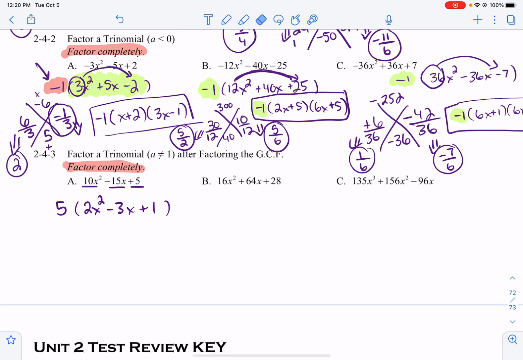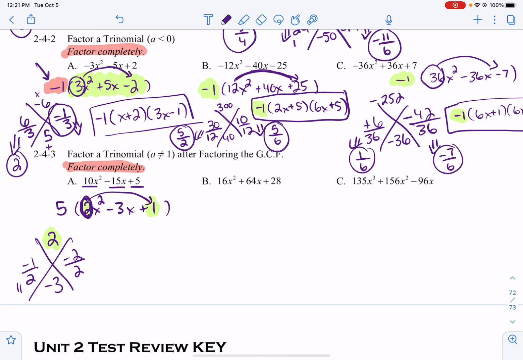Now I just get to do my big X rule, and you guys are getting pretty good at that. This 2 has to get multiplied by the 1 because it's stuck out in front. So 2 goes on top, negative 3 goes on the bottom. So a negative 1 and a negative 2, those multiply to be positive 2, and they add up to be negative 3. But I multiplied by 2 at the very beginning, right here. This 2 multiplied by the 1 to give me the 2 on the top. So now I have to divide by 2.